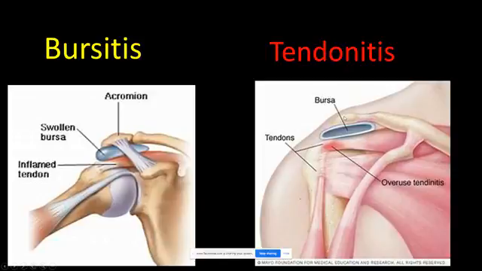If that acromion has a bone spur and is kind of pinching down and aggravating those tendons, that can be another reason why you get a bursitis or tendinitis.